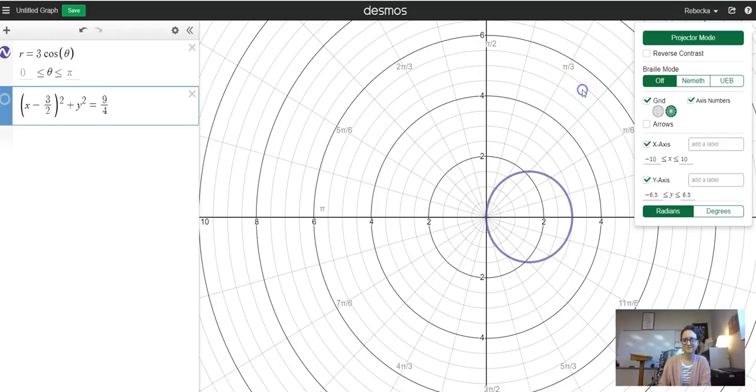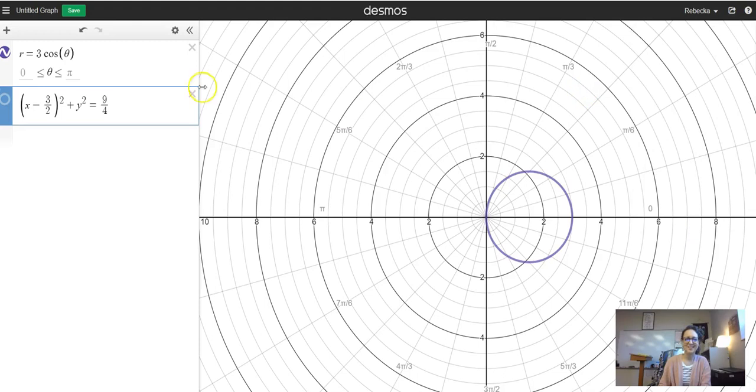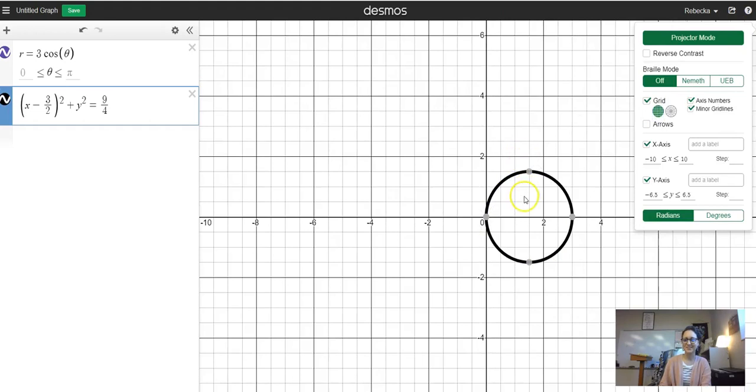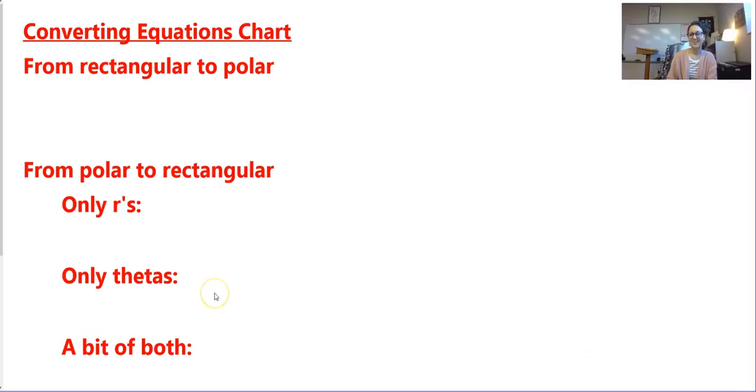So let's double check. All right, so I have graphed what we were given, the original equation of r equals 3 cosine theta. And now let's go ahead and look at what we got for rectangular form. Do we get the same thing in black as we did in purple? Yes, we do. And remember, you can change your grid to see, okay, yes, this is indeed a circle centered at (3/2, 0) with radius 3/2. All right, you all, I'm going to force a pause on your screen. Go ahead and copy what I have, and then we are going to summarize.